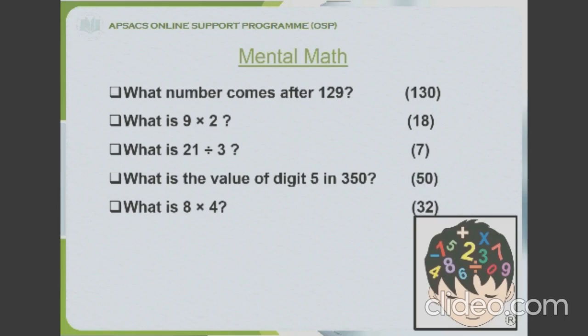Now let's move towards the mental math session. Question number 1: what number comes after 129? Yes, it's 130. What is 9 twos? It's 18. What is 21 divided by 3? Yes, it's 7. Now what is the value of digit 5 in 350? Yes, the value of digit 5 is 50. What is 8 fours? Yes, it's 32.